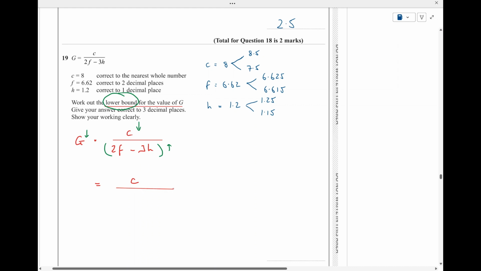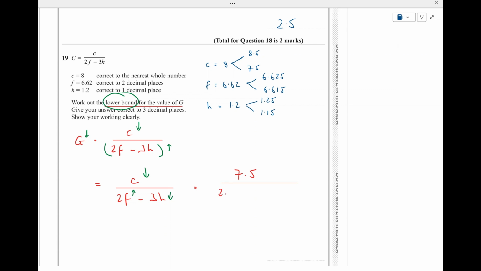Now I have to think through what I'm going to do with the F and the H. We already know I want the lowest possible numerator. I want the bottom of that to be as high as possible. So I'm going to want the highest possible F, subtract the lowest possible H. And only now do I substitute in these numbers. So the lowest possible C, 7.5, over twice the highest F, minus 3 times the lowest H.